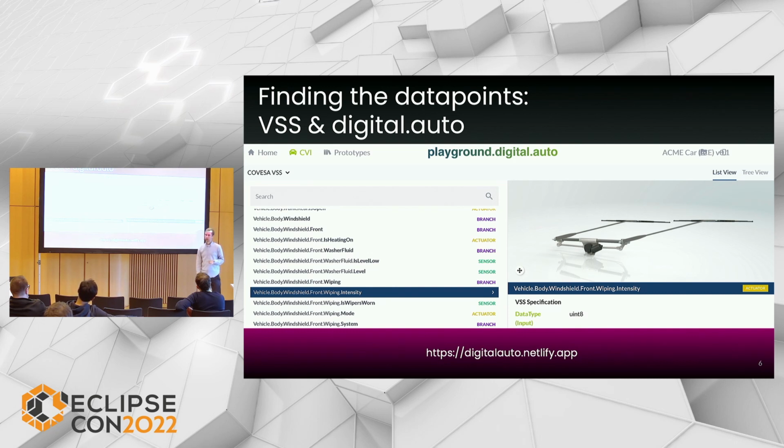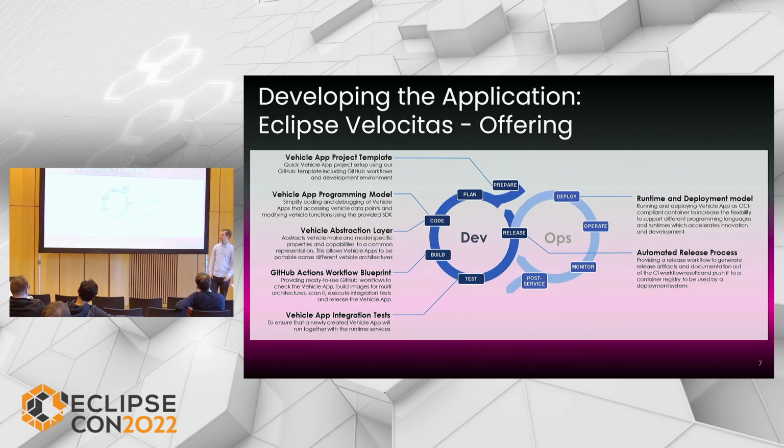But we want to actually have some kind of prototype. So the next thing that we need to do is to develop an application. How do I do this? The answer, at least in the Eclipse SDV space, is Eclipse Velocitas. Maybe you're familiar with this classic DevOps circle. Velocitas is trying to support you in this whole journey of bootstrapping your application, getting it into your development flow, and also putting it into operations.